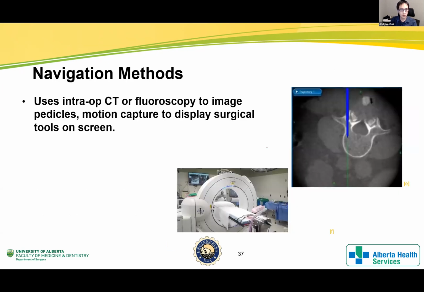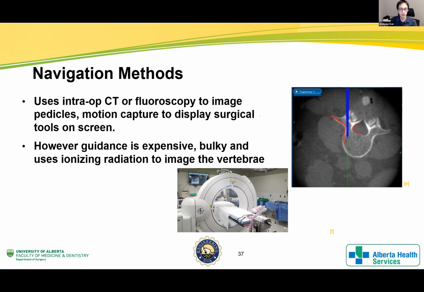Now, in recent years, navigation, so CT and fluoroscopic navigation, has gained popularity. That involves scanning the patient in the operating room so that you get a live image, and then using motion capture to display surgical tools on the same screen so that you can get that visual feedback. Some of the problems with this, though, is that guidance can be very expensive. It's bulky, so you have to wheel these large machines into the OR, and it does use ionizing radiation, which we want to minimize in our pediatric patients.